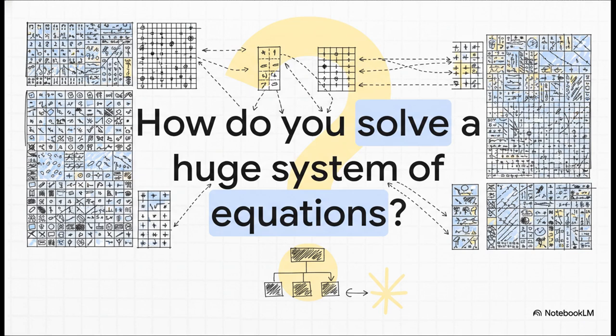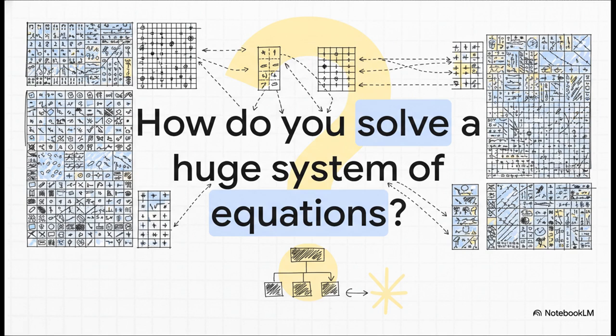So picture this. You're staring at a massive grid of numbers, a matrix that could represent thousands, maybe even millions of equations. It looks pretty intimidating, doesn't it? The million-dollar question is, how do you even start to attack a problem like this to find a solution?